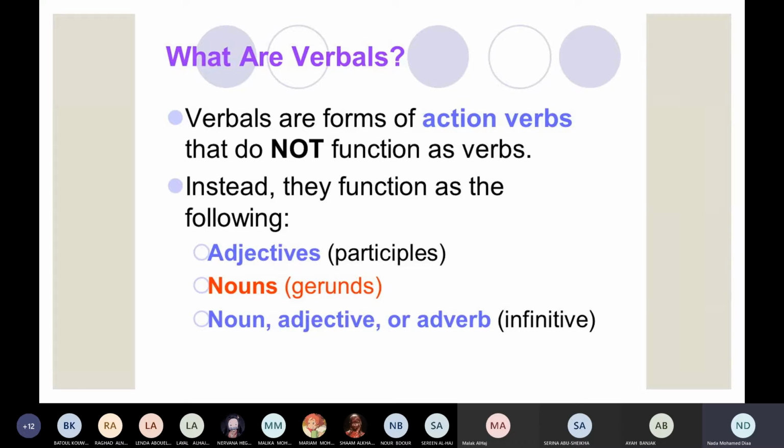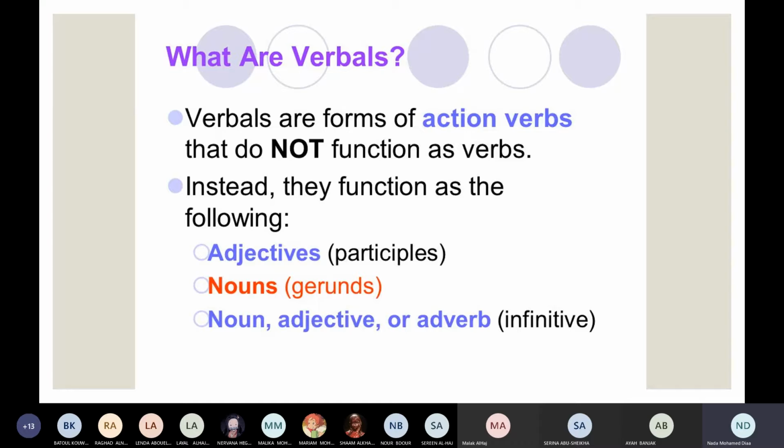One time it comes as an adjective, one time it comes as a noun, or adverb. Again, a verbal is a word that looks like a verb. It is wearing a dress, but it doesn't function as a girl. But teacher, he is wearing a dress. Yes, he is wearing a dress, but he is not a girl. One time it comes as an adjective, or as a noun, or as an adverb.